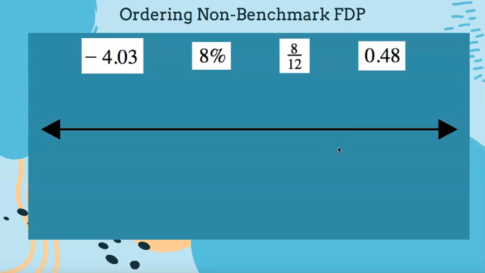The next one we're going to look at, we have 4 fractions, decimals, and percents here. We have negative 4.03, or negative 4 3/100ths, 8%, 8 over 12, and 48/100ths. We want to put these in order from least to greatest on our number line.